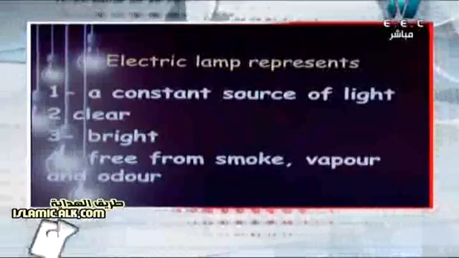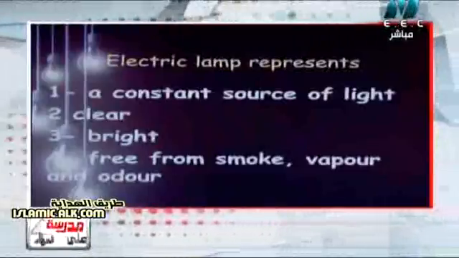So we have many reasons for this question. As I said, an electric lamp represents a constant source of light. Electric lamps are clear. Electric lamps are bright. Electric lamps are free from smoke, vapor, and odor. So if I have a give reason question like the one I wrote a while ago, electric lamp give reason: electric lamps are preferred over the other light bulbs, or over the other artificial sources of light.